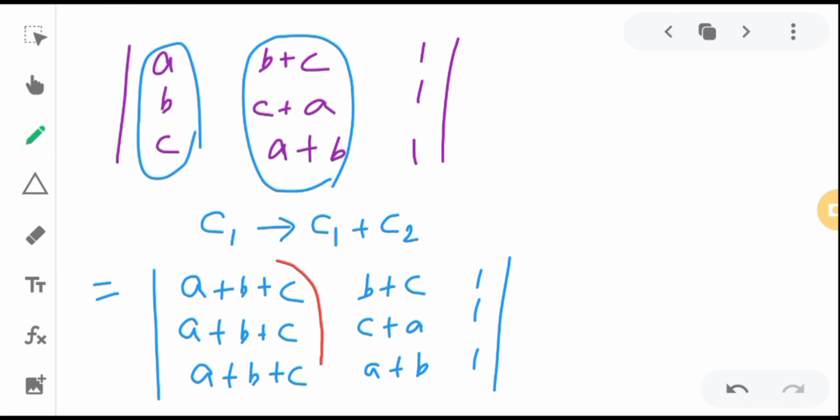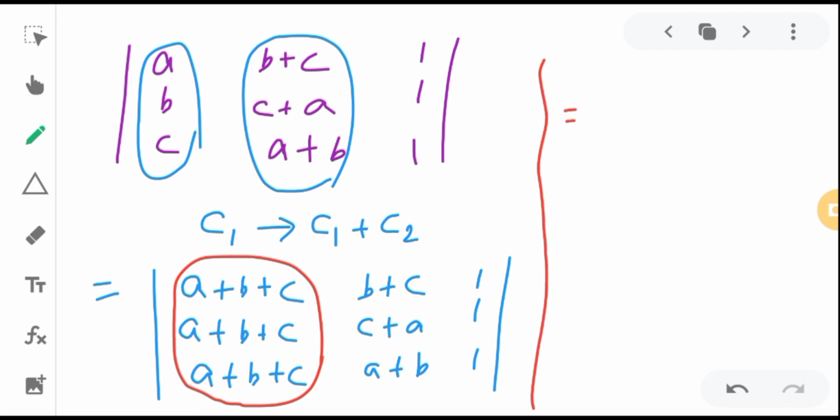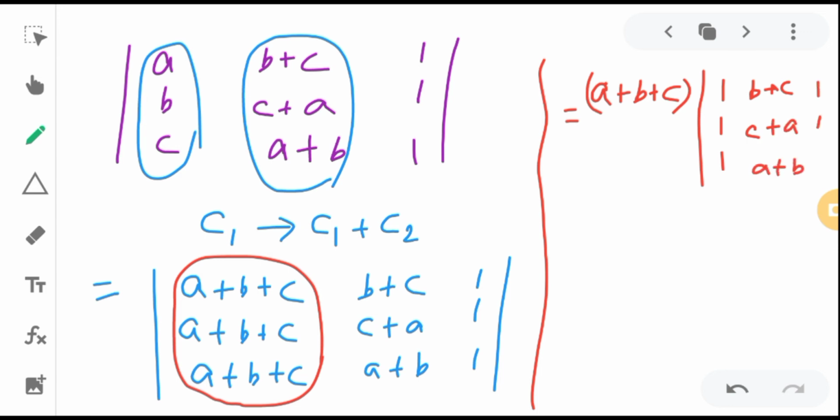If you see column C1, every element is A plus B plus C. So I can take A plus B plus C common from column C1. If I take A plus B plus C common, then column 1 will remain 1 1 1. In column 2 it is B plus C, C plus A, and A plus B, and the third column is nothing but 1 1 1.